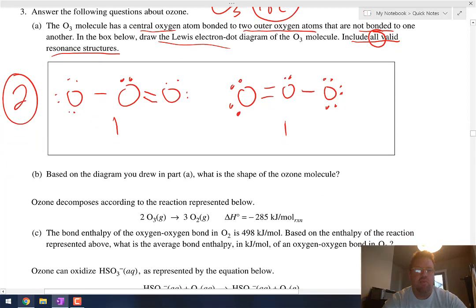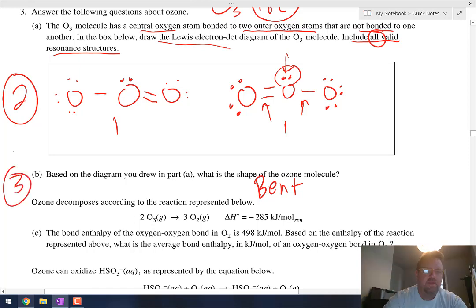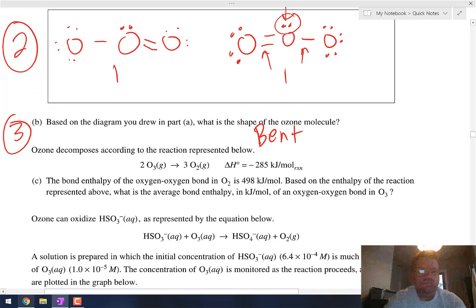Okay, part B, what's the shape of the ozone molecule based on how you drew it? So this depends. If you drew it wrong, then this might change. But remember that it's based on bonds and lone pairs. So there's 2 bonds and 1 lone pair. So that should be a trigonal planar shape, but one of those bonds is removed, and so you are left with a bent molecule. Okay, a 1-point response there gets us up to 3 points.